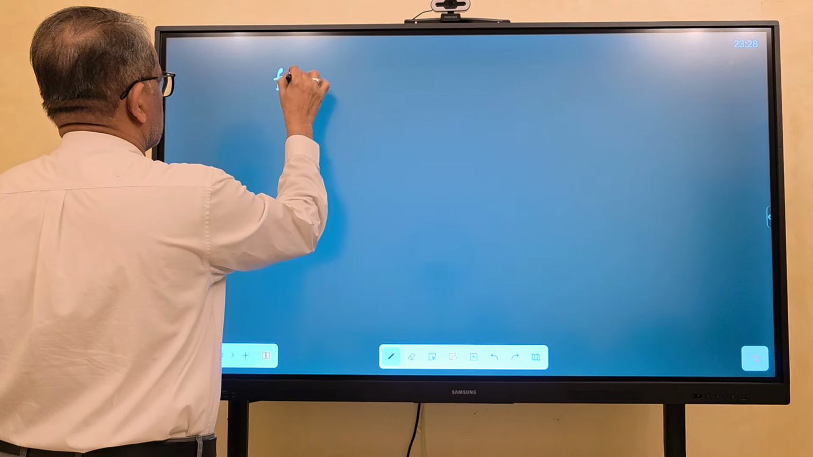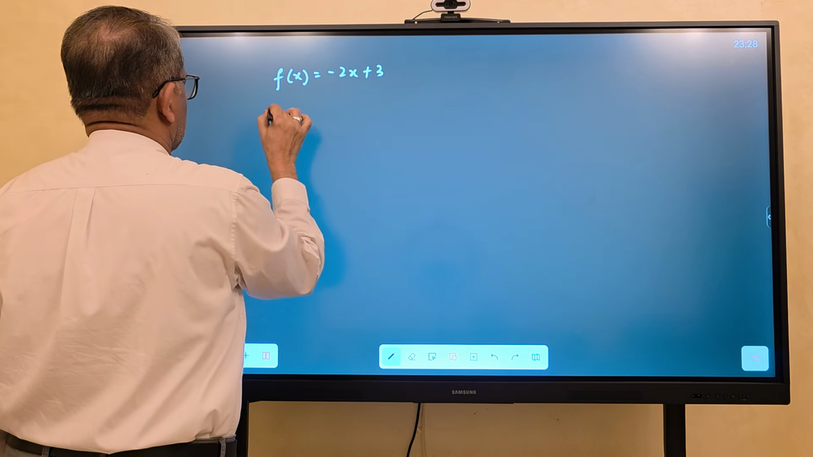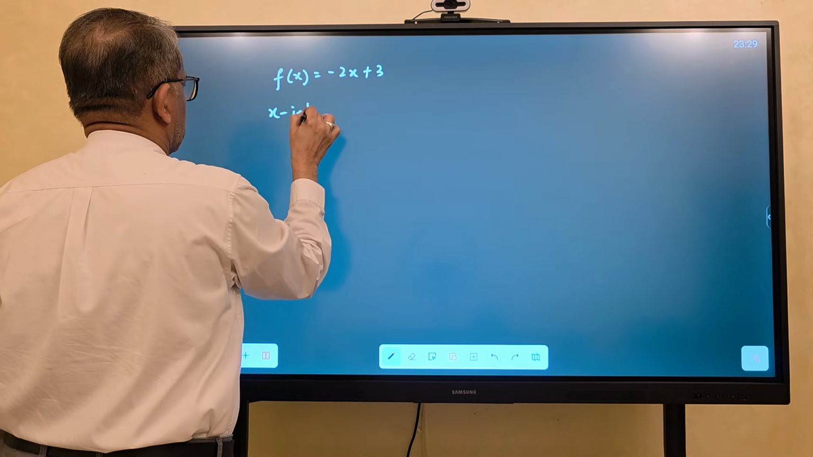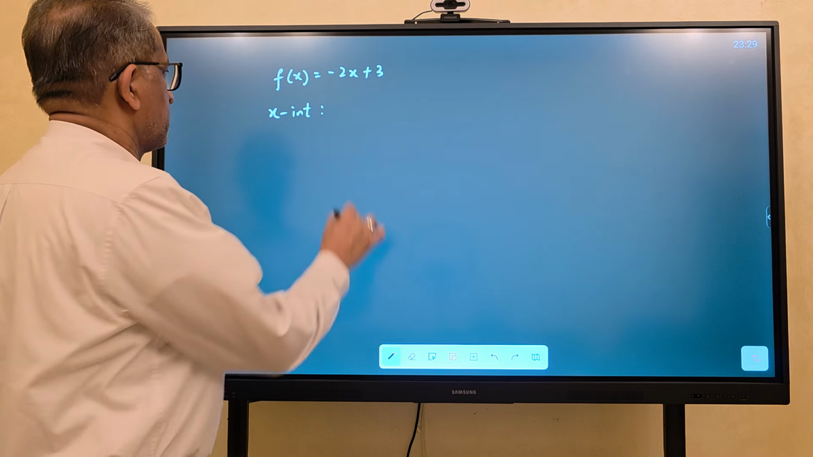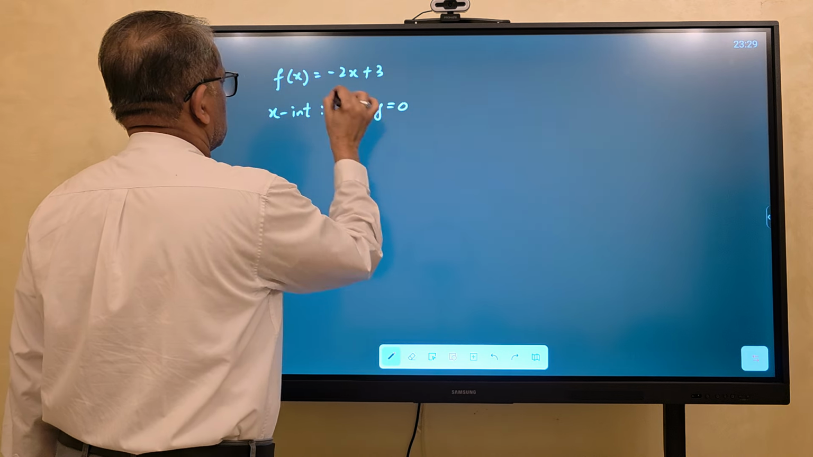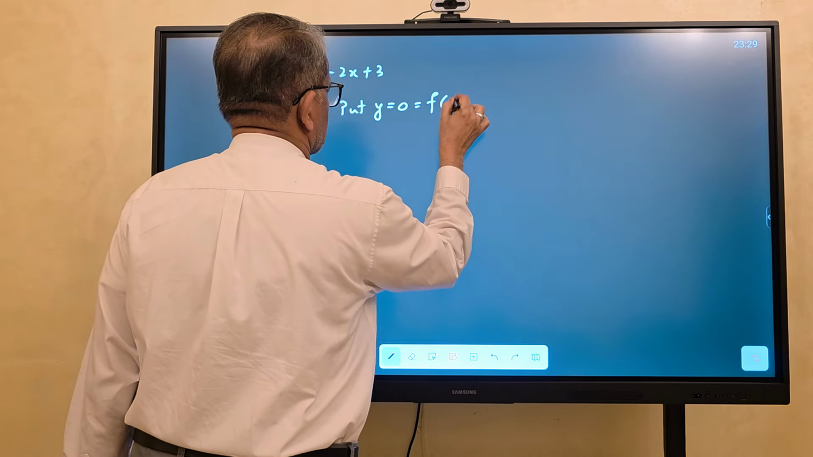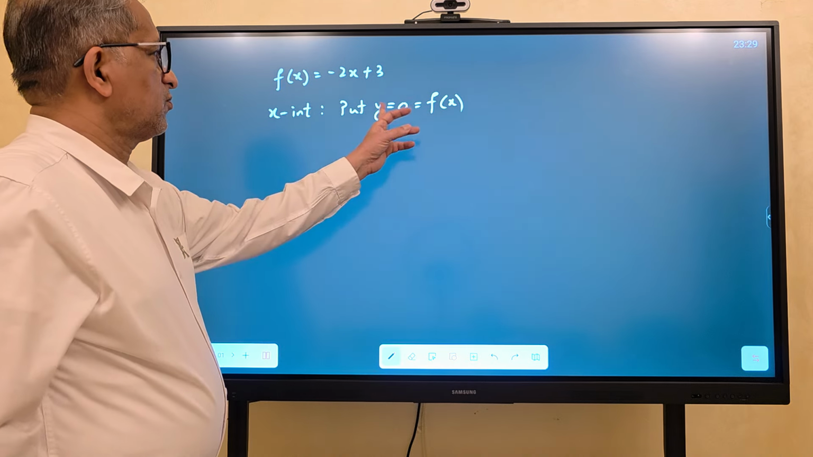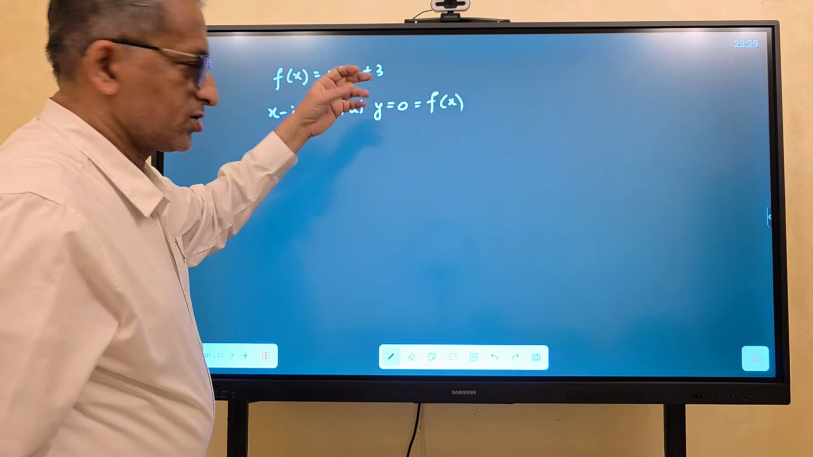X-intercept. What is given to you? f(x) is minus 2x plus 3. Now I am going to find the x-intercept. You know that for the x-intercept, you always put y equal to 0. Here, y means f(x). Just substitute y or f(x) equal to 0 in the given function.